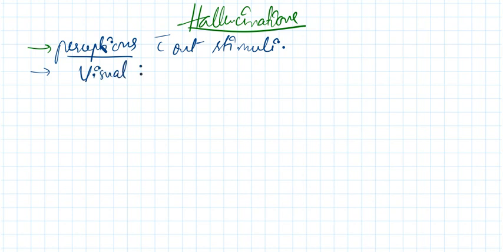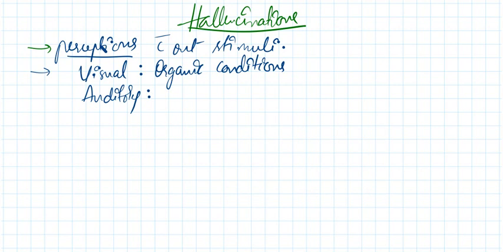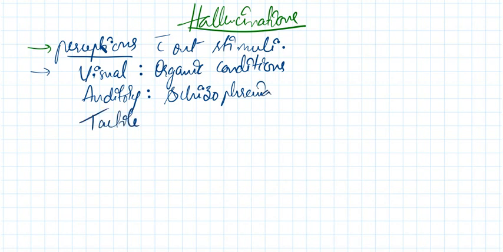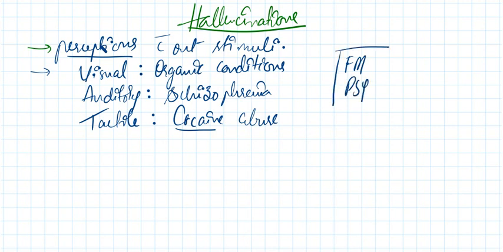In the case of visual hallucinations, they are mostly due to organic conditions. Auditory hallucinations are mostly seen in schizophrenic conditions. Tactile hallucinations are mostly seen in cocaine abuse. We will discuss everything about cocaine in forensic medicine as well as psychiatry. Don't panic. We will discuss the complete story about cocaine: types, different toxicities, abuse, everything.